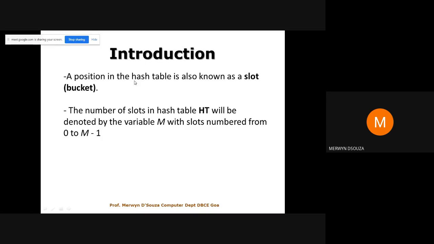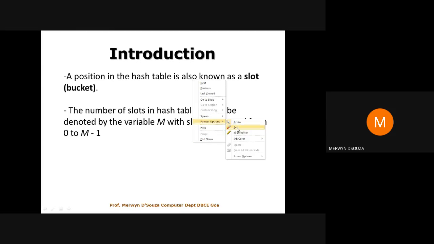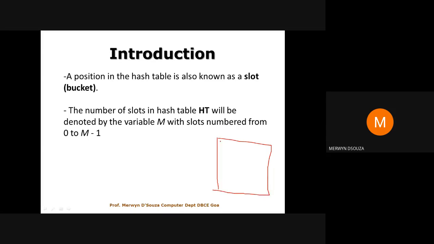So a position in the hash table is known as a slot. Basically, you have a table. This is your table, suppose, and each position in the table, this is one position, this is the second one, this is the third one. At each index, whatever position or space is present, that is known as a slot, or it could also be known as a bucket.